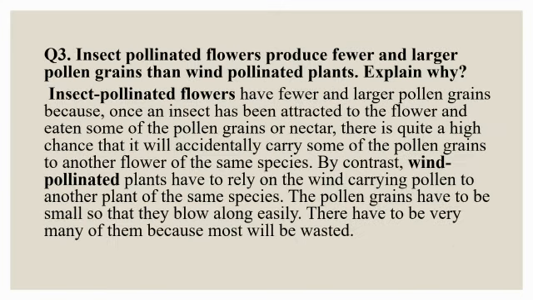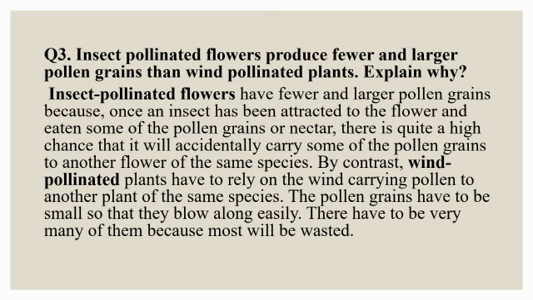The third question is, insect-pollinated flowers produce fewer and larger pollen grains than wind-pollinated plants. Explain why. Insect-pollinated flowers have fewer and larger pollen grains because once an insect has been attracted to the flower and eaten some of the pollen grains or nectar, there is quite a high chance that it will accidentally carry some of the pollen grains to another flower of the same species. While wind-pollinated plants have to rely on the wind carrying the pollen to another plant of the same species. The pollen grains have to be small so that they blow along easily. There have to be very many of them because most of them will be wasted.